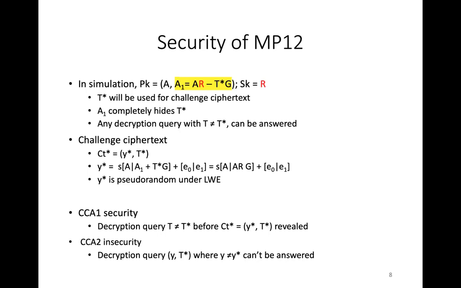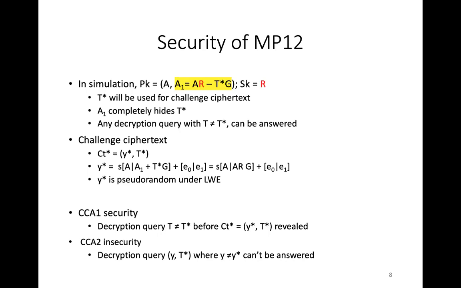And when it comes to the challenge ciphertext, since T star has been embedded in the matrix A1, when you apply T star to construct the ciphertext, the T star gets canceled out, and under the LWE assumption, this ciphertext is pseudorandom.